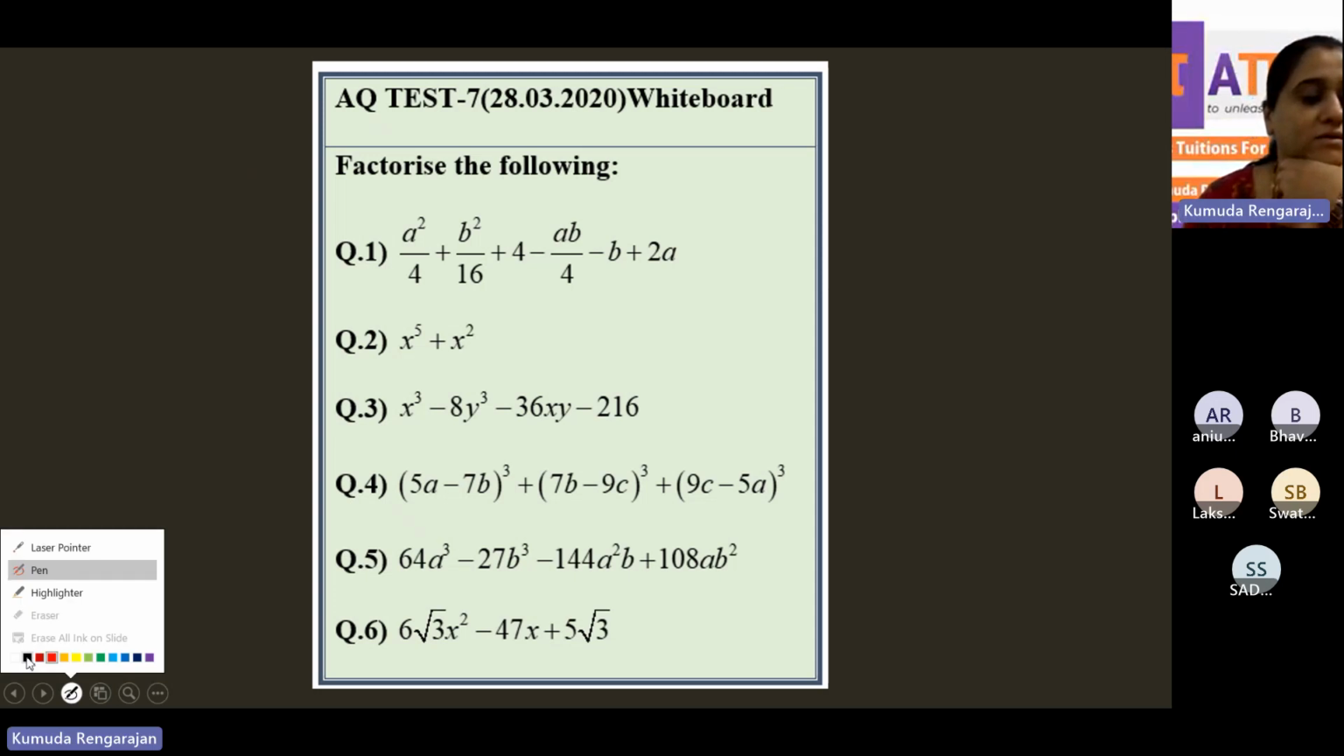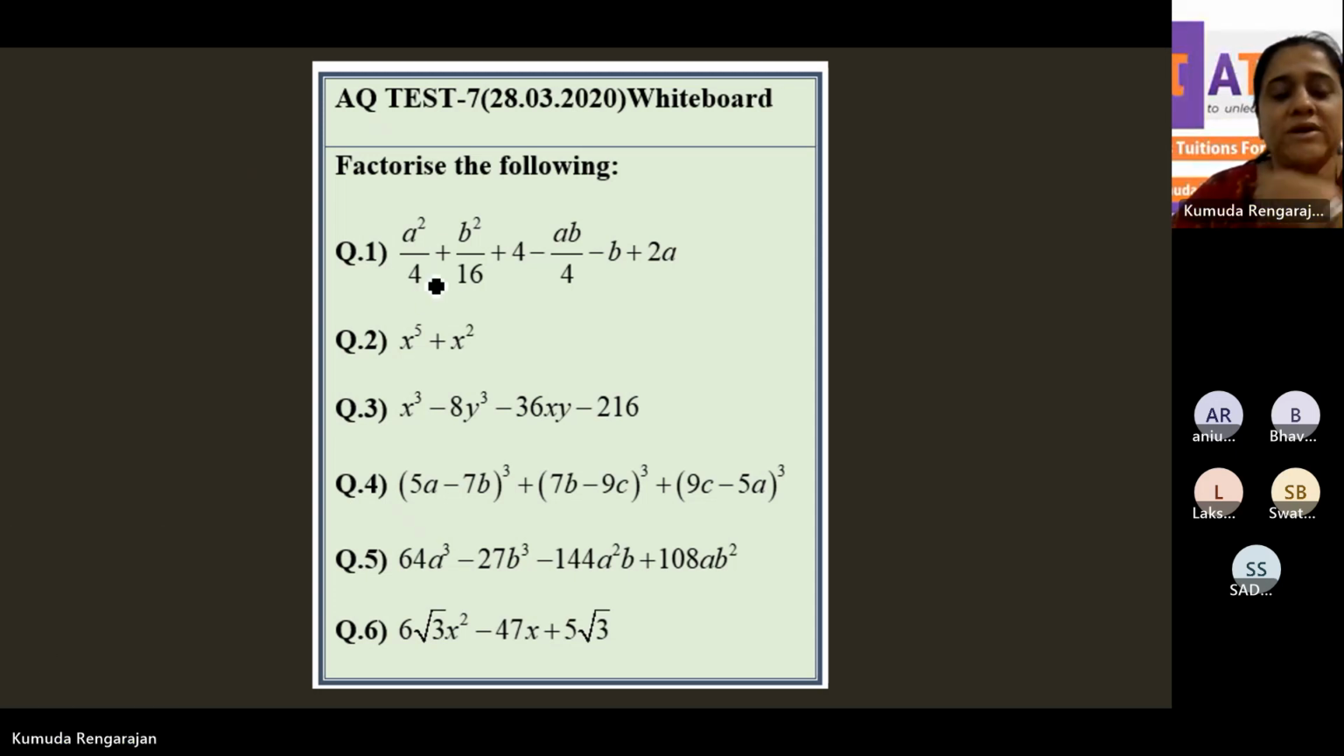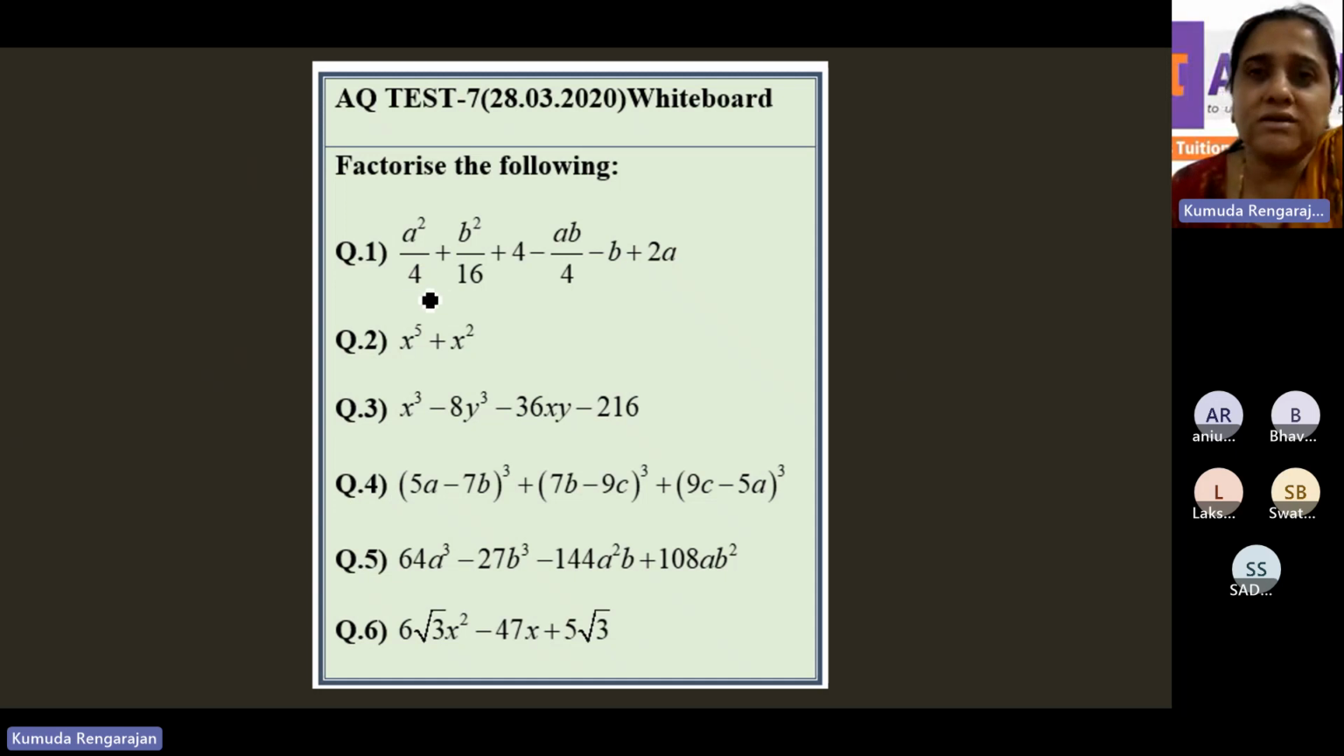The first one, can you just tell me the identity? The rest of it we can do together. How many terms are there? 1, 2, 3, 4, 5, 6 terms. There is only one identity.